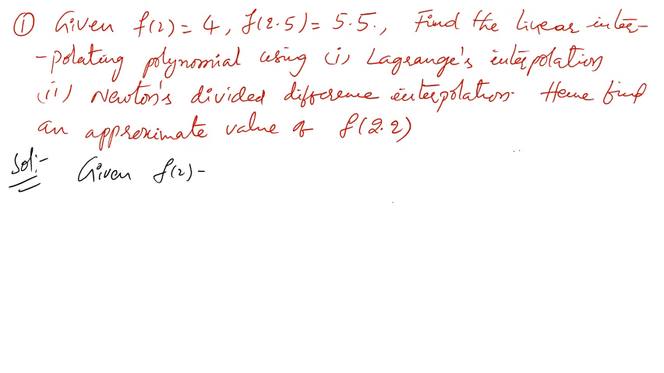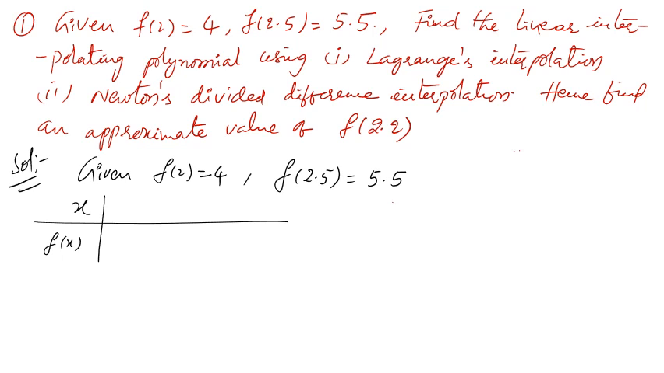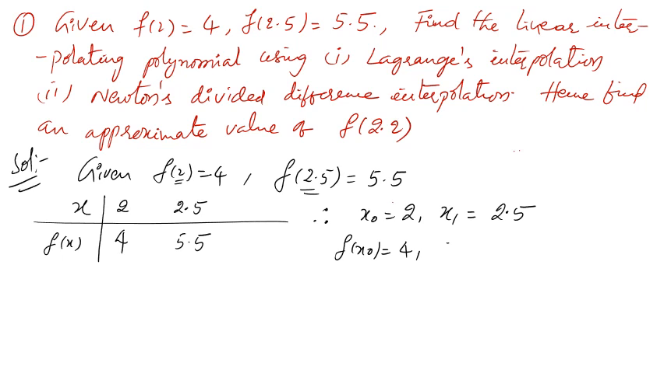See what is given: f(2) = 4 and f(2.5) = 5.5, right? That means the data is given like this, x versus f(x). Actually tabular form is better. The data is 2 and 2.5, and the corresponding function values f(2) is 4, f(2.5) is 5.5. Therefore x0 is 2, and x1 is 2.5. Therefore f(x0) is 4 and f(x1) is 5.5.